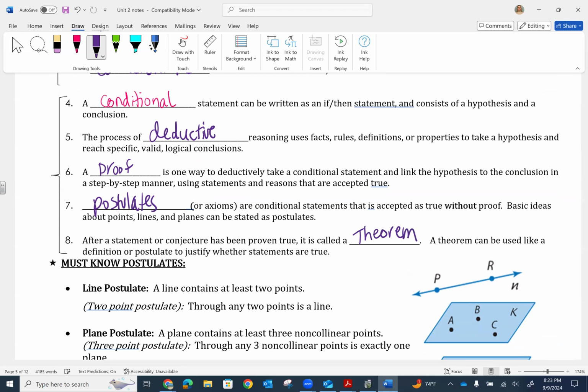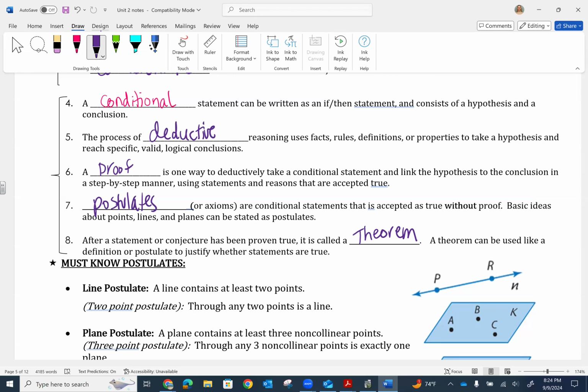So things that can be proven, like the Pythagorean theorem, you can actually prove it. It has been proven true, and you could prove it to yourself. The Pythagorean theorem is something that can be shown to be true. Postulates are those that you don't have to prove. Theorems can be proven if you choose to.